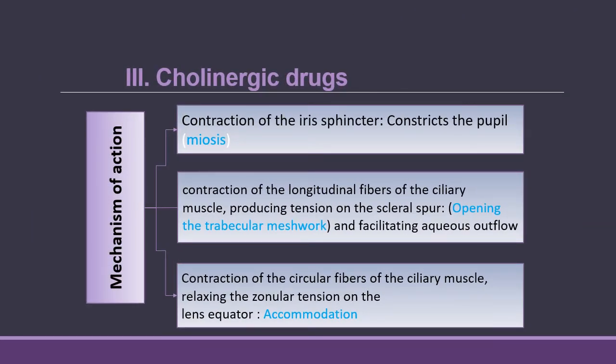Then third category is cholinergic drugs. So it acts by the mechanisms of miosis, which causes contraction of the iris sphincter. Then it causes opening of the trabecular meshwork by facilitating the aqueous outflow. Also it causes accommodation.